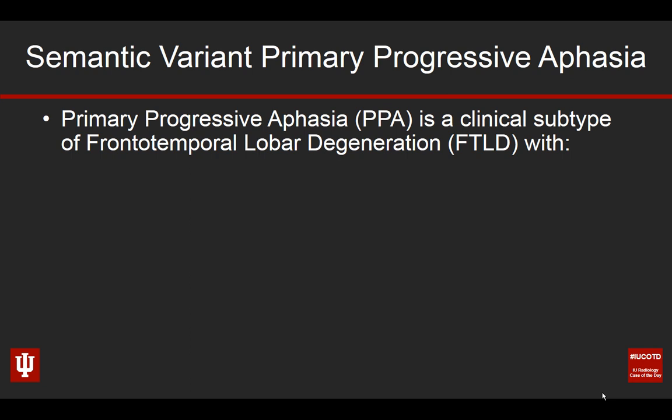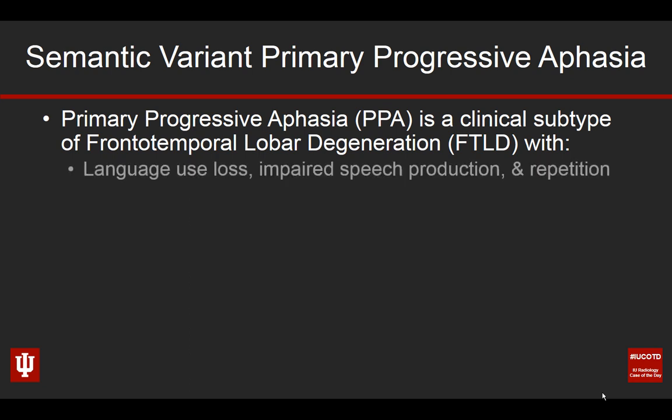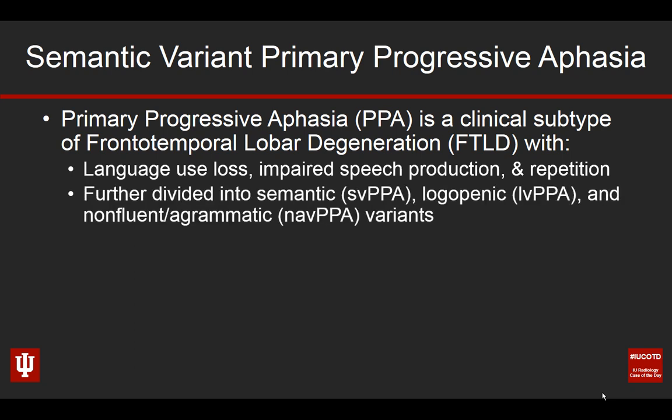Now, primary progressive aphasia is a clinical subtype of frontotemporal lobar degeneration in which language is a predominant feature. These patients may have impairment in language use, impaired speech production, or even repetition issues. And that can be further divided into three discrete subtypes of primary progressive aphasia. And those include semantic, logopenic, and non-fluent or agrammatic variants.